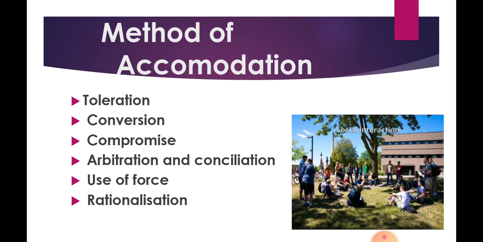The fifth one is use of force. It means force is used to attain accommodation between parties of unequal strength. The weaker party is overpowered by the stronger one. The last one is rationalization. Rationalization is making excuses. For example, a student might blame a poor exam score on the instructor rather than their own lack of preparation. It means it is not their own fault, they shift it to others.